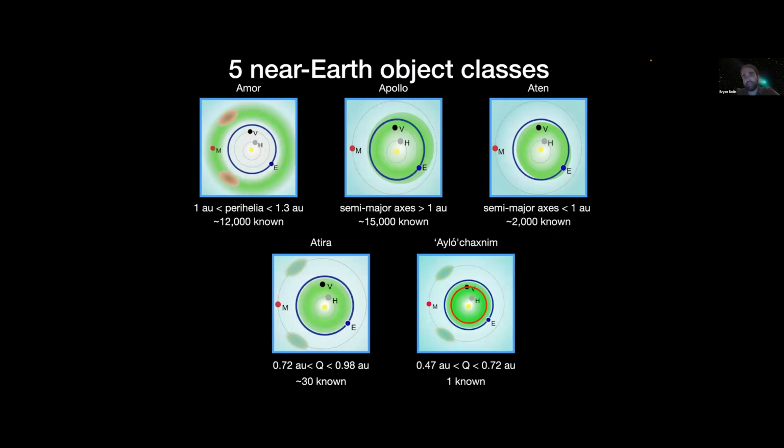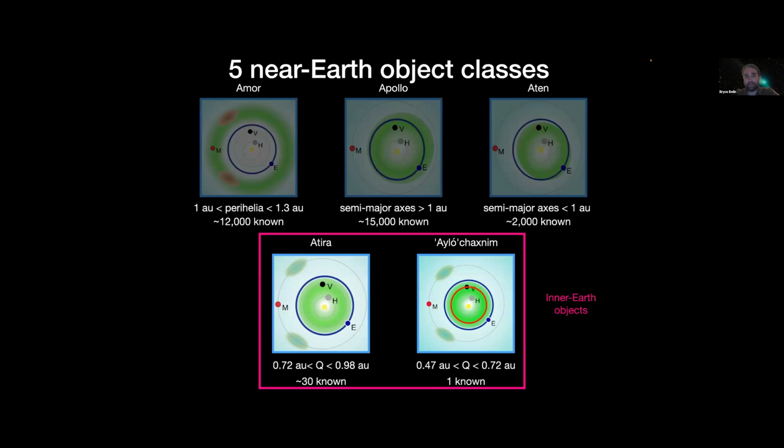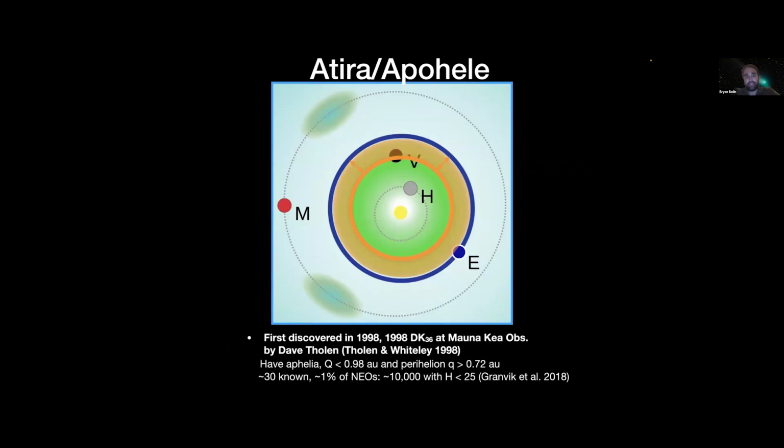There are 5 main near-Earth object classes. I'm only going to talk about 2 in detail here, which are the inner Earth objects, the Atiras and the Aylos class of objects. Atiras are objects that are interior to the orbit of the Earth, but also exterior to the orbit of Venus. So they have an aphelion just inside the orbit of the Earth and a perihelion just outside the orbit of Venus. Presently, there are about 30 of these objects known, and it's predicted that 1% of NEOs fall into this category.